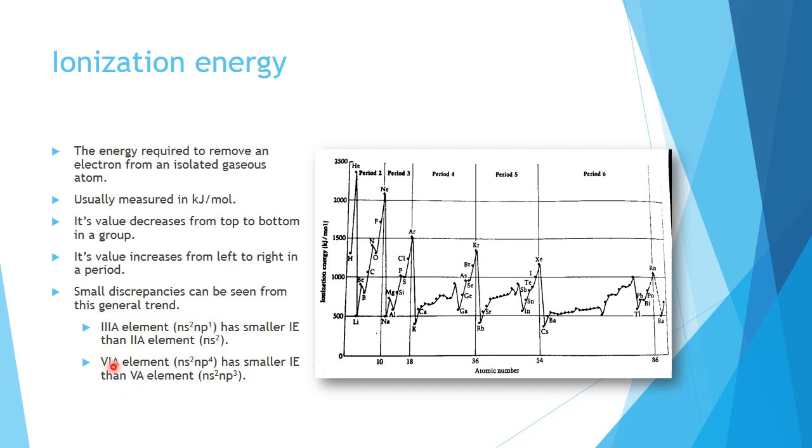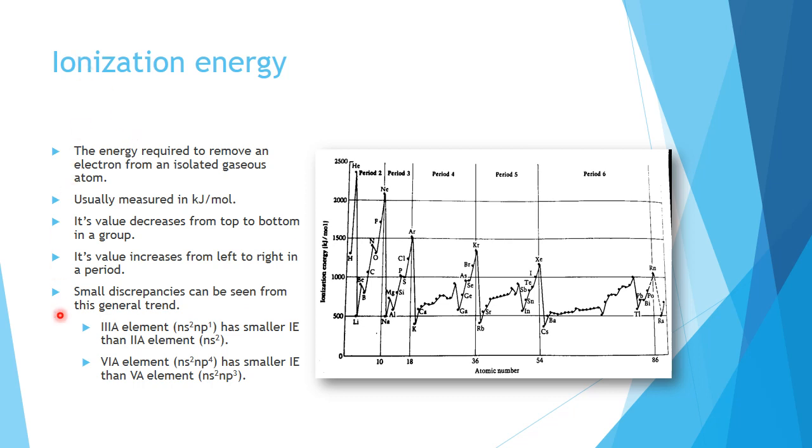And if we talk about group 2A elements, which are fulfilling the ns2 orbital, then their electrons are paired. First we need to break their pairing, spin pairing, and then we need to give enough energy to remove their electrons. Therefore, the ionization energy of group 2A elements is slightly larger than that of the group 3A elements.